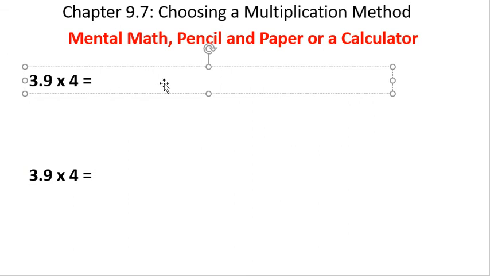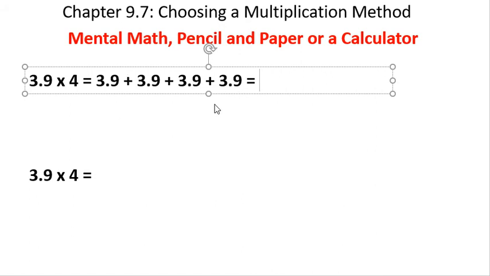So our first method here, 3.9 times 4, let's say I wanted to use mental math. This is like saying 4 groups of 3.9. So I'm going to rewrite it as an addition. You certainly don't have to do this. It is slightly time consuming, especially since I can't find the 9 on my keyboard. 3.9. So I could rewrite it like this.